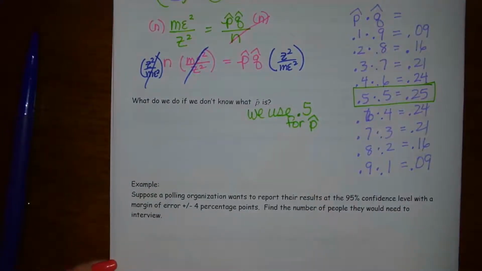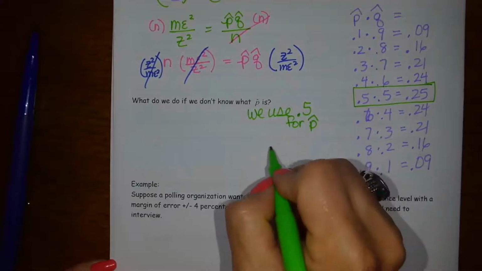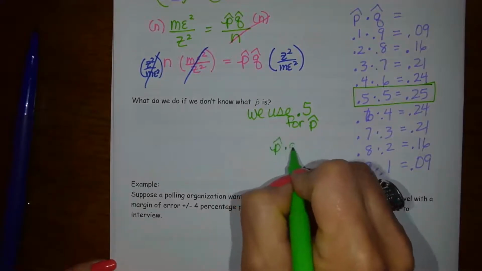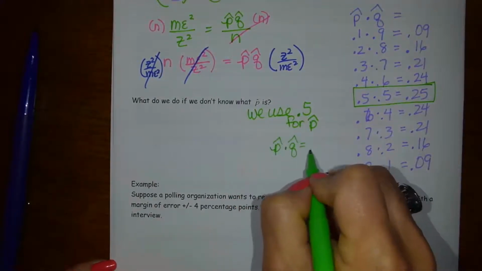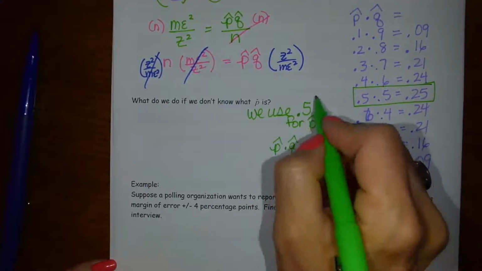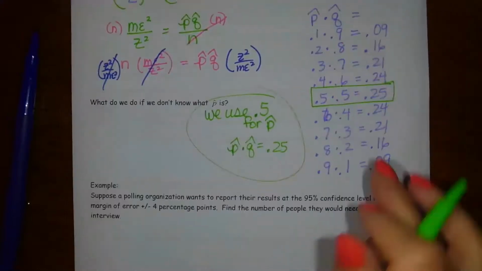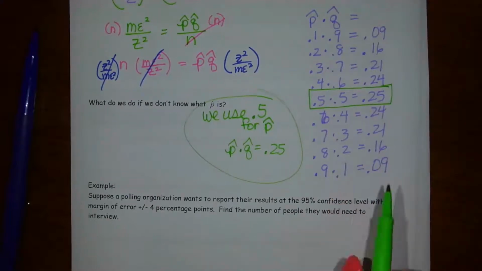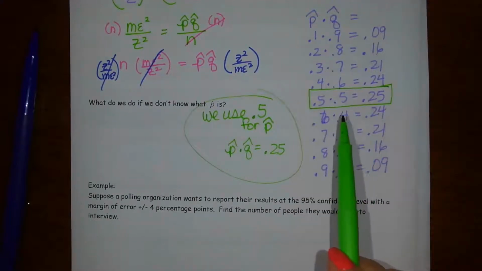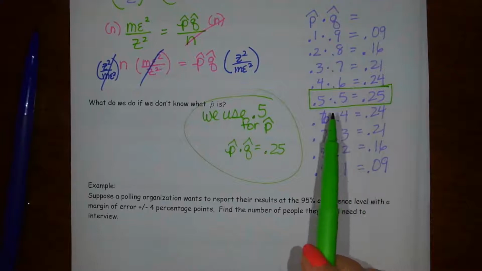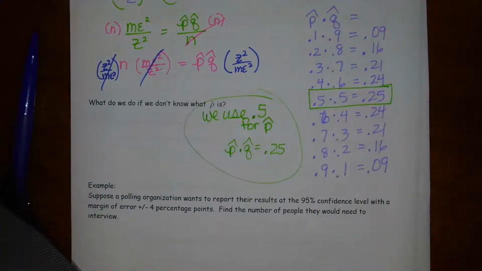If we use 0.5 for P hat, then what is P hat times Q hat? 0.25. Now I would want this part on my brain. This is not relevant except to show you why we want the 0.5. Okay, but that's a standard. If you look it up in a stats book, it's going to tell you to do that.